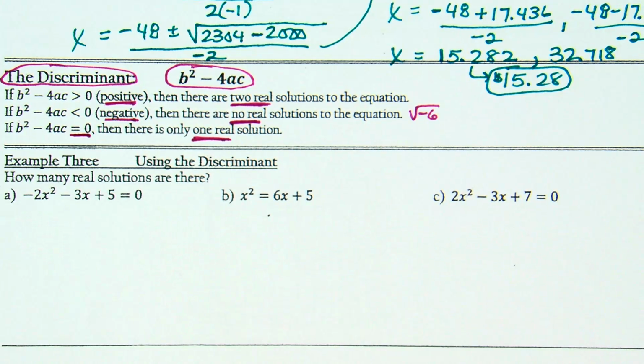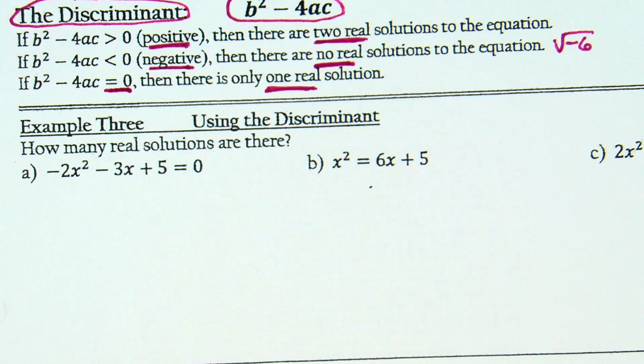Okay? So let's look at example A here. Try and zoom in so everyone can see. How many real solutions are there? Negative 2x squared minus 3x plus 5. Is it asking me what my solutions are? No, it says how many. Since it says how many solutions there are, that means we can use the discriminant, the discriminant being b squared minus 4ac.